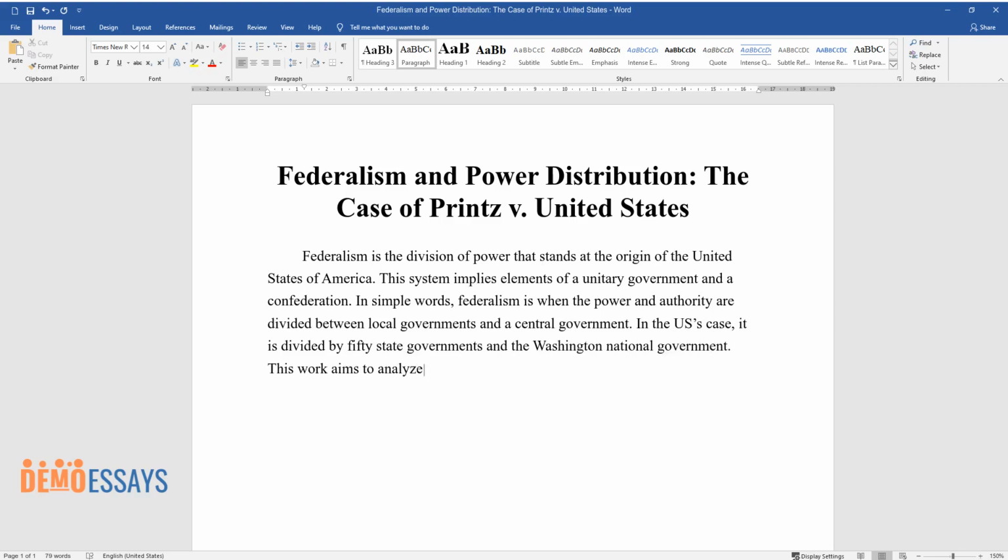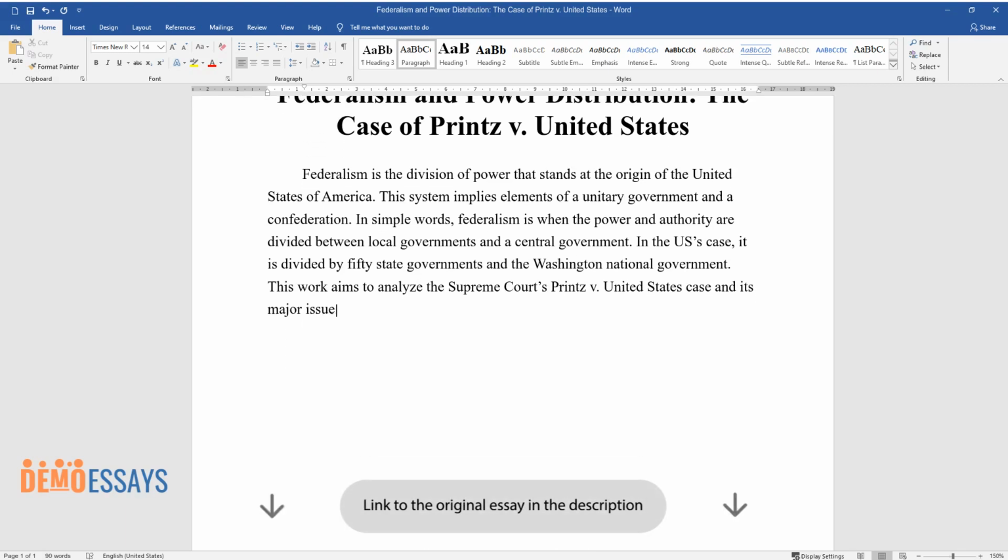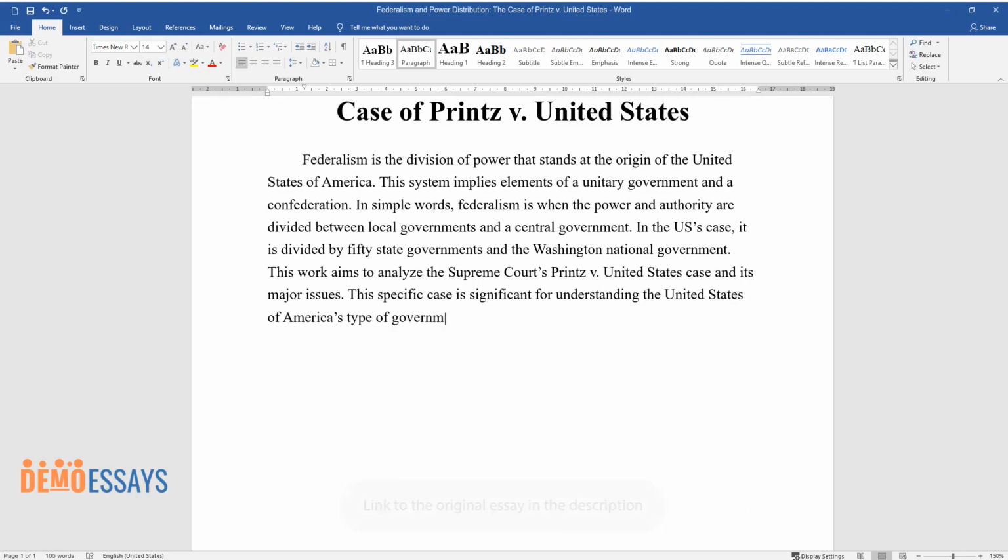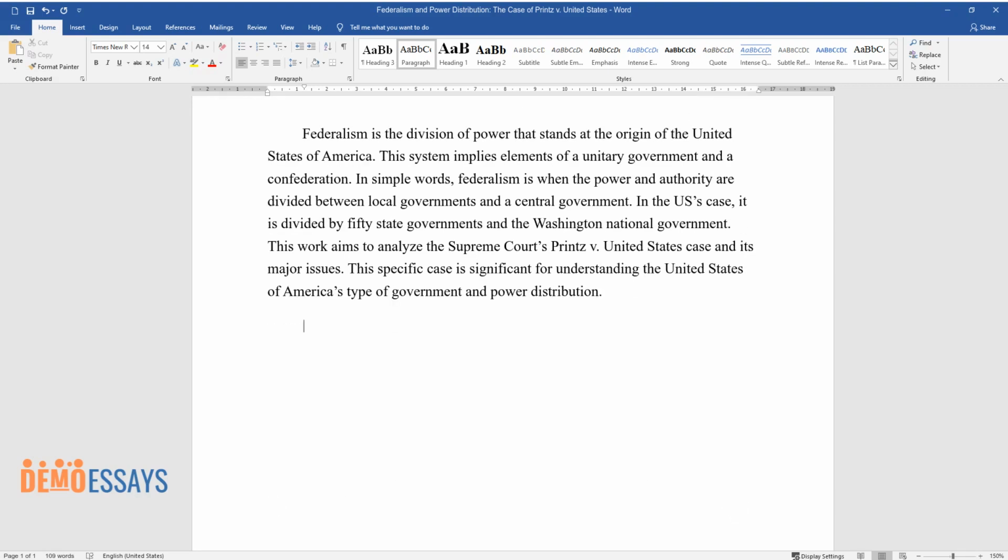This work aims to analyze the Supreme Court's Printz versus United States case and its major issues. This specific case is significant for understanding the United States of America's type of government and power distribution.